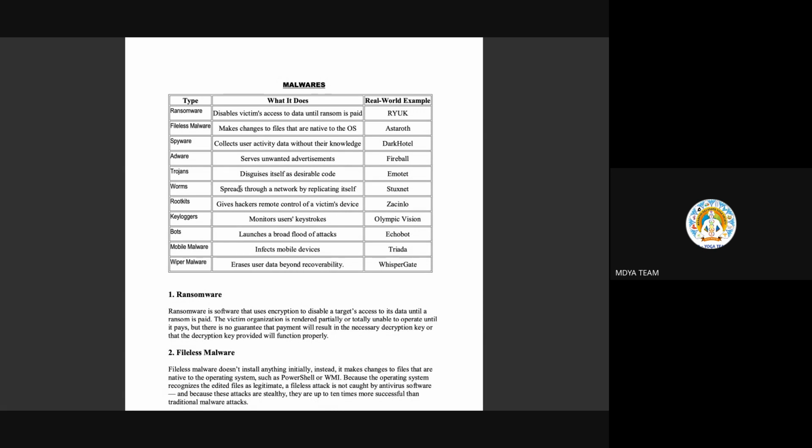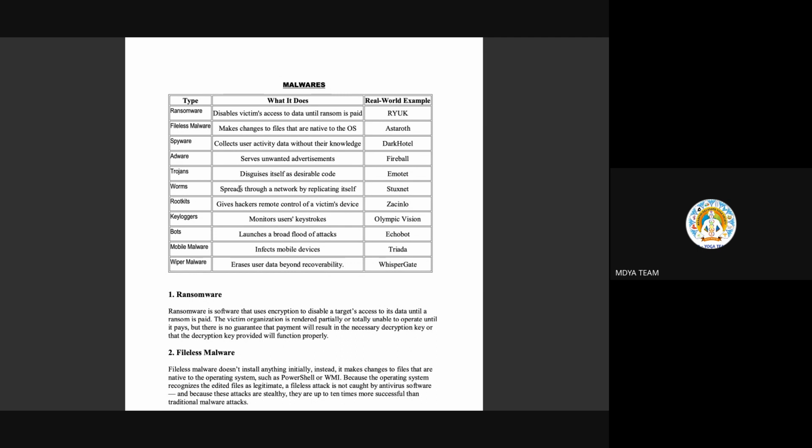And there is also no guarantee that after the payment the necessary decryption key will be provided, or that the decryption key provided will function properly. There is no guarantee of that. The second one is fileless malware. Fileless malware makes changes to files that are native to the operating system. Some examples are also given here.